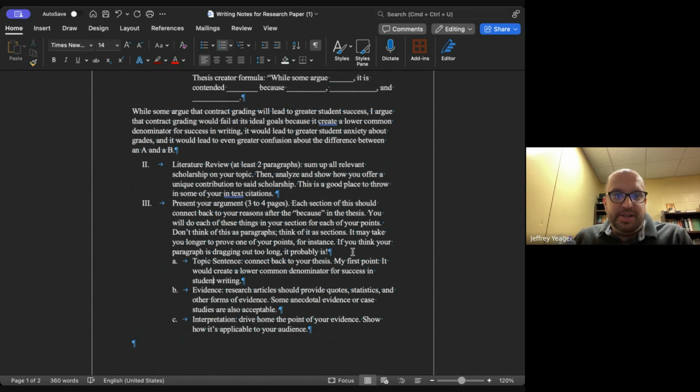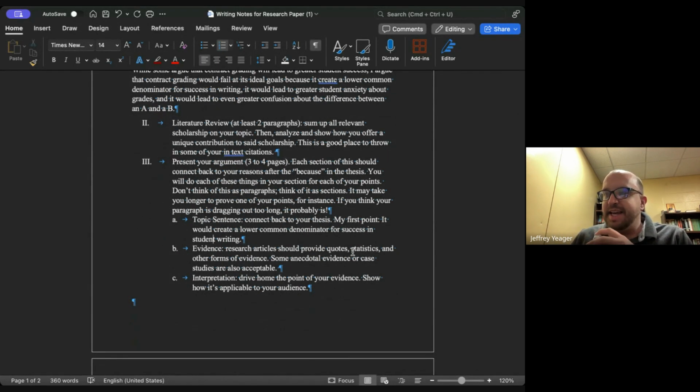My third point, it would lead to even greater confusion about the difference between an A and a B. Okay, if a B is meeting the minimum standards almost in a grade contract, what's an A look like then? It's kind of like what we were talking about earlier, Maggie, with getting a 50 instead of a 0. If you barely do something that would ordinarily constitute a 50, would that raise that up to like a 60? Right? That's the same kind of argument with contract grading. If getting a B is doing the bare minimum almost, what's an A look like then? So I would maybe make the case, okay, that will create even greater confusion.